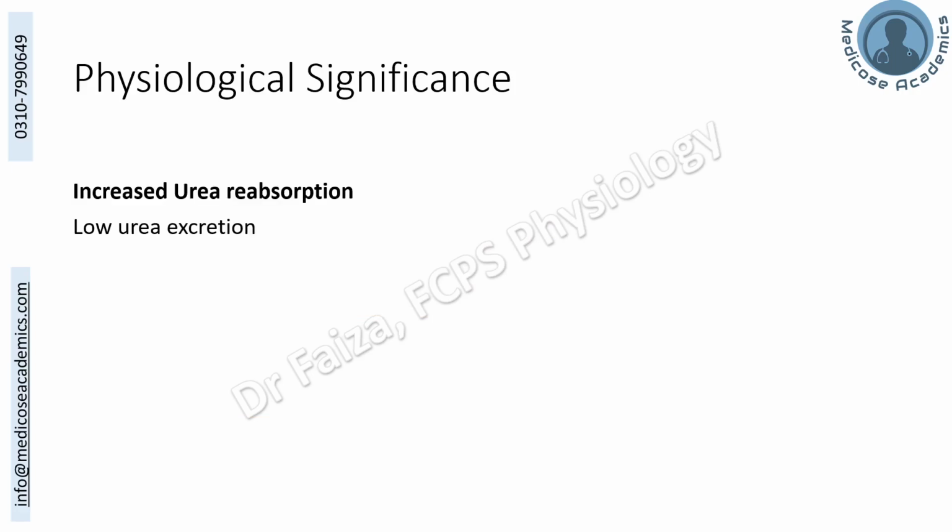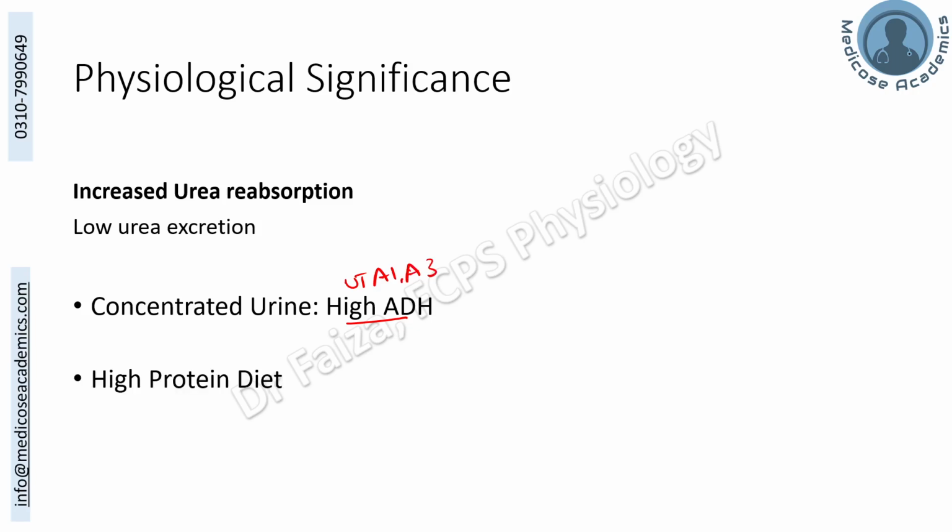Physiological significance: increased urea reabsorption or decreased urea excretion will occur if a concentrated urine is being formed and the ADH level is high. As we know, this is going to insert urea transporter A1 and A3 for the reabsorption from the inner medullary collecting duct. And there are few other conditions which increase the urea reabsorption, including high protein diet, a low GFR, high plasma concentration of urea.